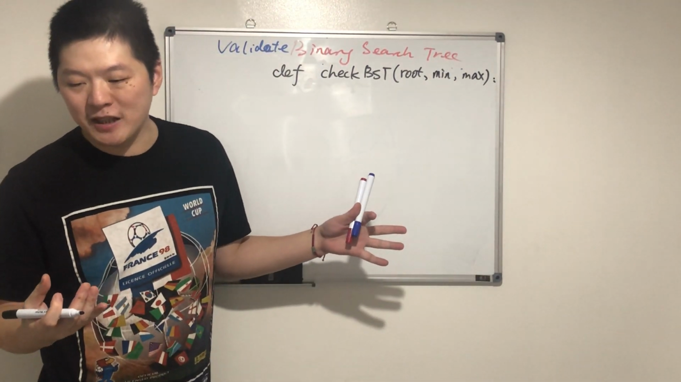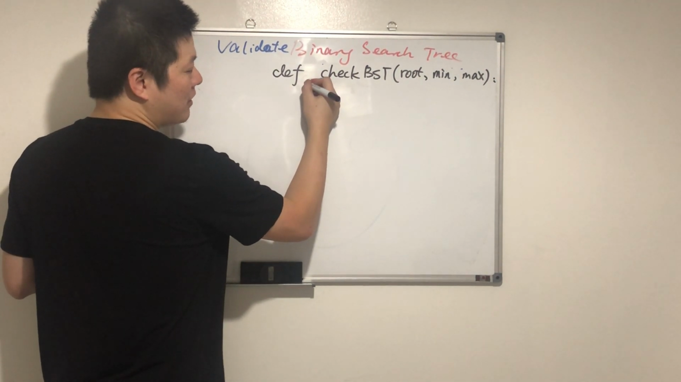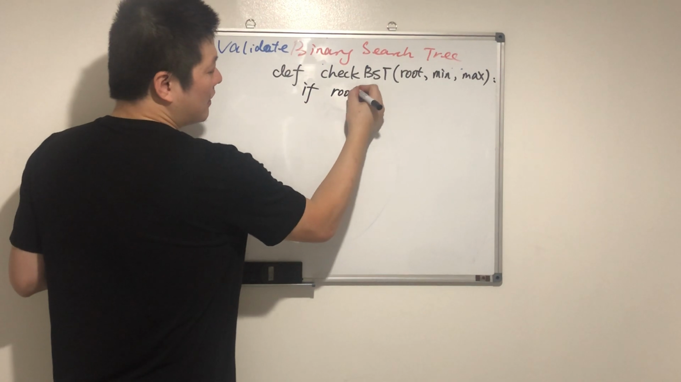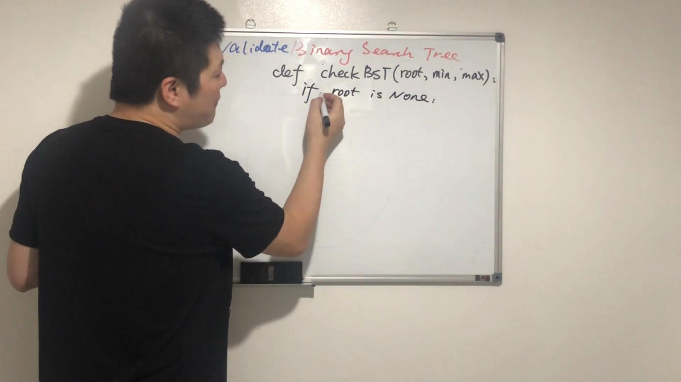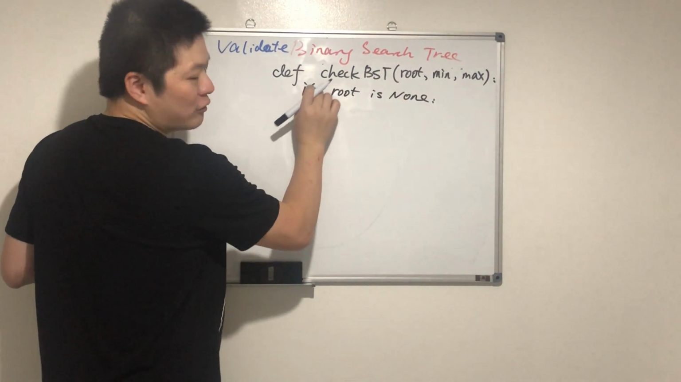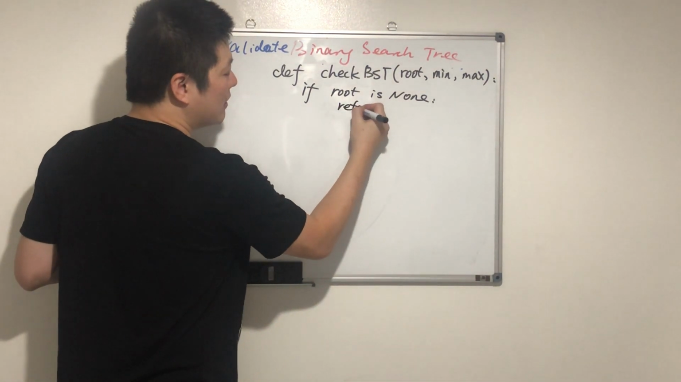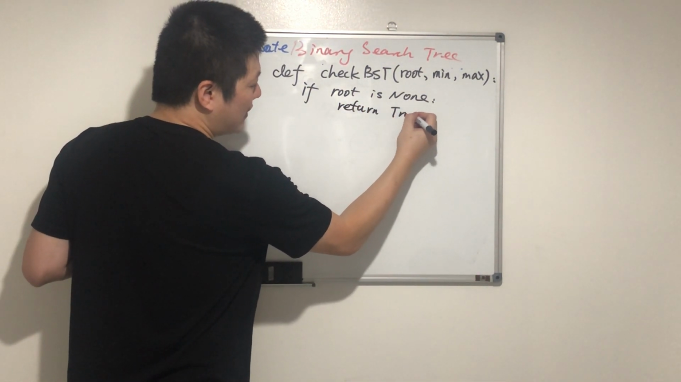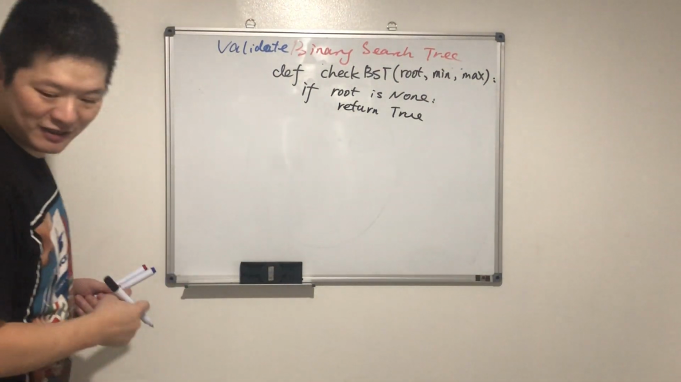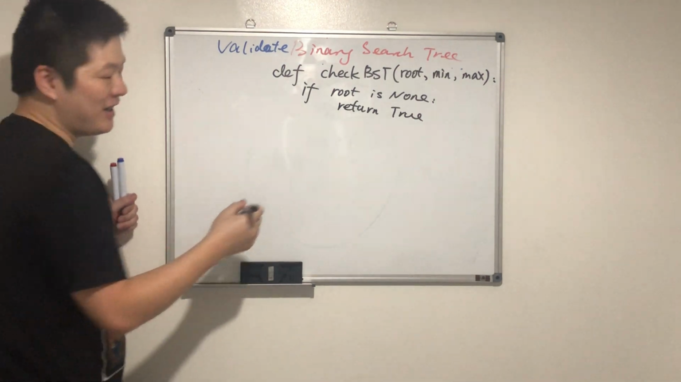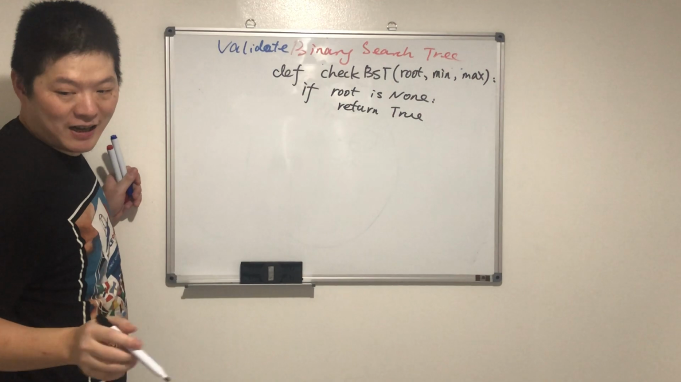So we need to check the base cases. If the root is empty, what should we do? Return true. If root is none, okay? Or you can simply write if not root, it's the same thing. Return what? True. Be confident, return true. Not return true, return true, okay? Got it? Return true. Now we need to check the value if it's inside the range, right?